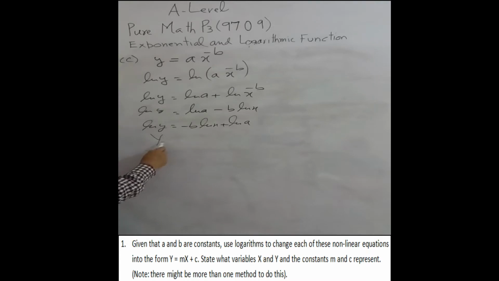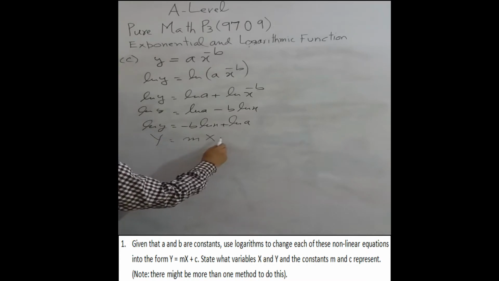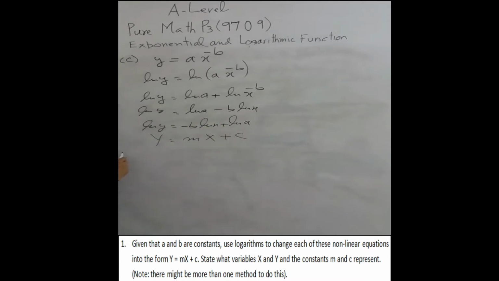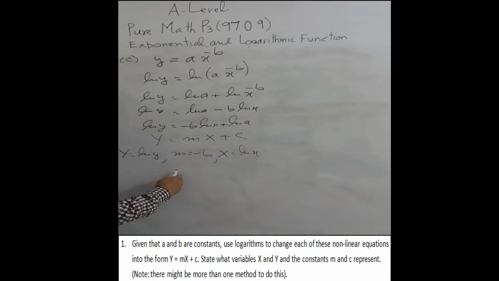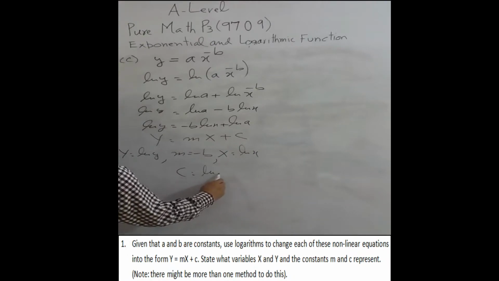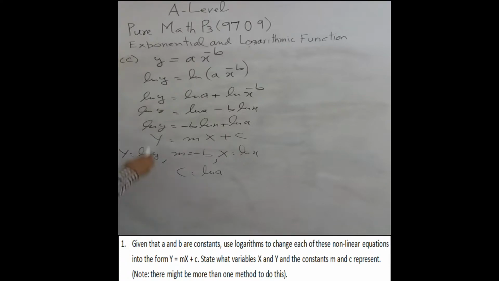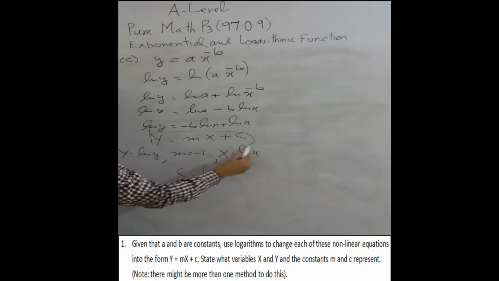Now comparing this equation with the equation y equals mx plus c, we see that capital Y is ln y, the gradient is minus b, x is ln x, and the y-intercept c is ln a. So we have converted this non-linear equation into this linear form, and the values are stated over here.